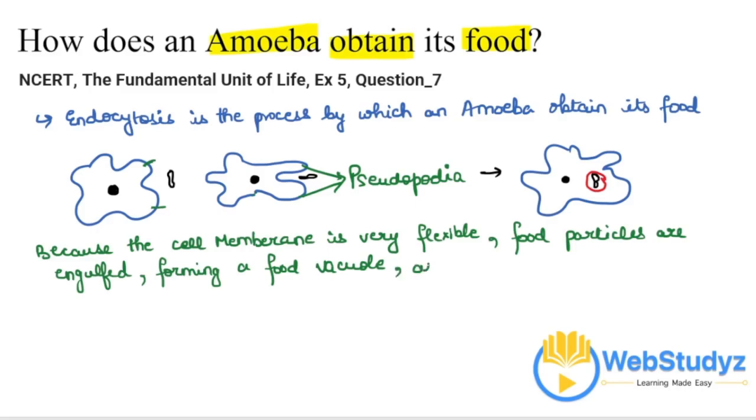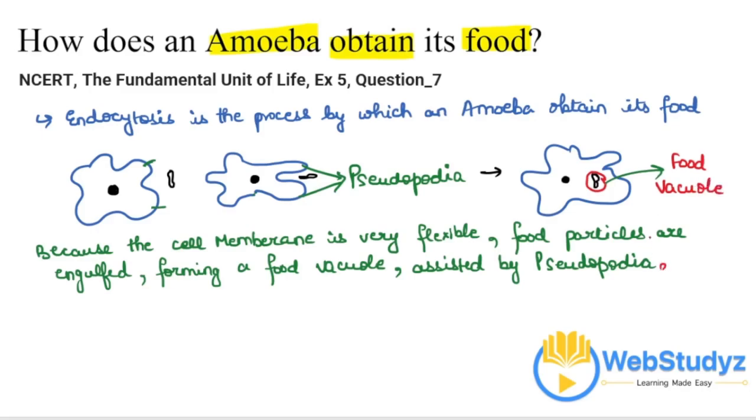Assisted by the pseudopodia, which means with the help of pseudopodia. The red one, which is forming over here, this is our food vacuole, which is formed, and now this food will be slowly digested inside the body of the organism.